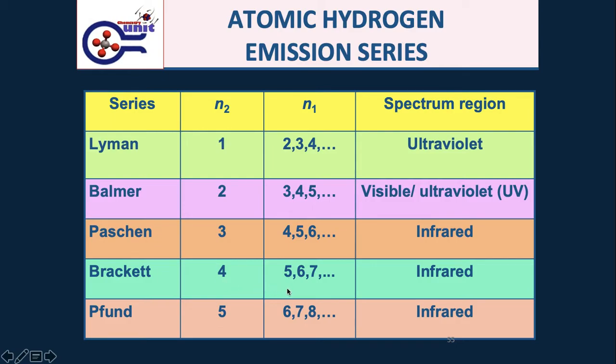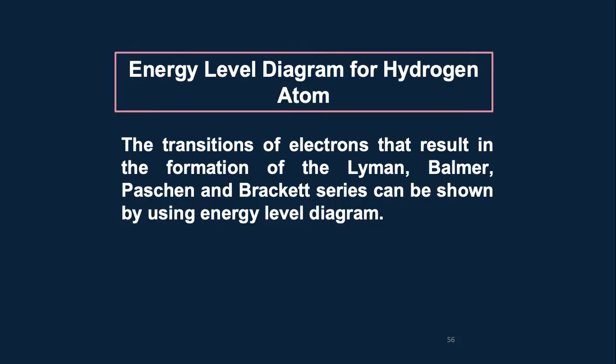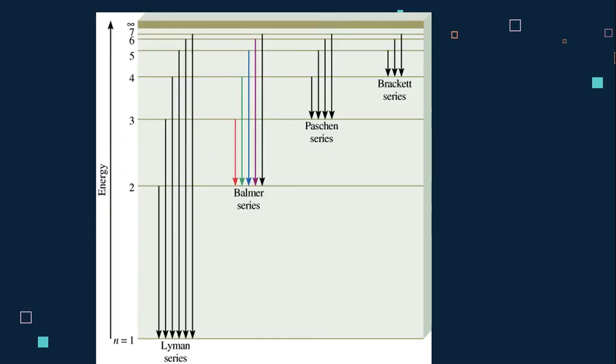The same goes for the Brackett series. The final energy level is the 4th energy level. For Pfund, the final energy level is the 5th energy level. And all those are in the infrared spectrum region. The energy levels for the hydrogen atom: the transitions of electrons that result in the formation of the Lyman, Balmer, Paschen, and Brackett series can be shown by using an energy level diagram. So this is the energy level diagram for Lyman, Balmer, Paschen, and Brackett.